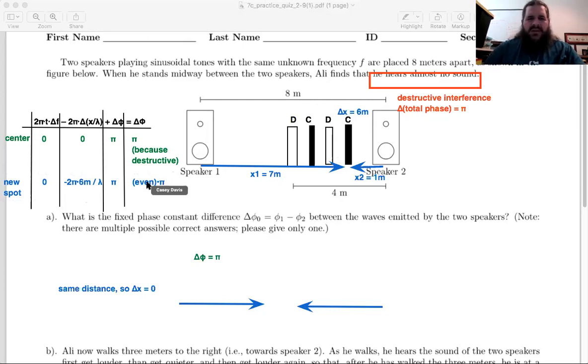However, in this case, we can be more specific about that because this isn't just any constructive spot. This is one very specific constructive spot. We know we've just gone from destructive to constructive to destructive to constructive. So we can actually mark off which one has which delta total phase. And we can do that by taking a look at these values we had here. That very first destructive spot in the center, what were we calling the delta phase for that?